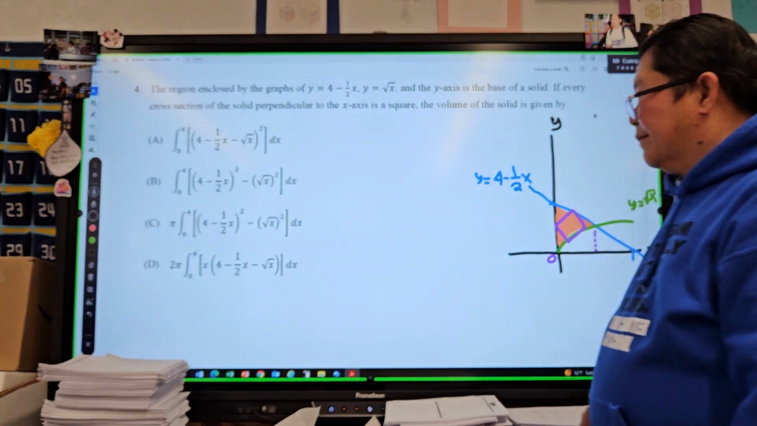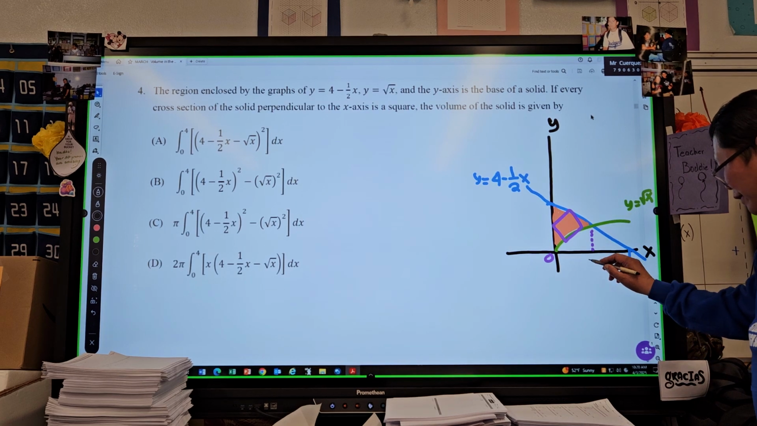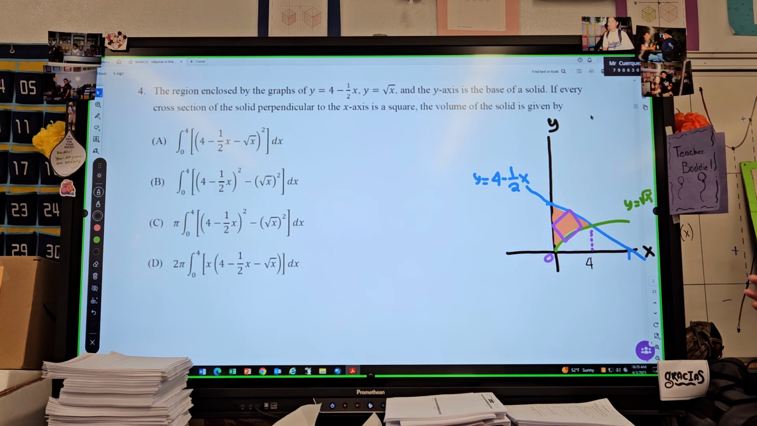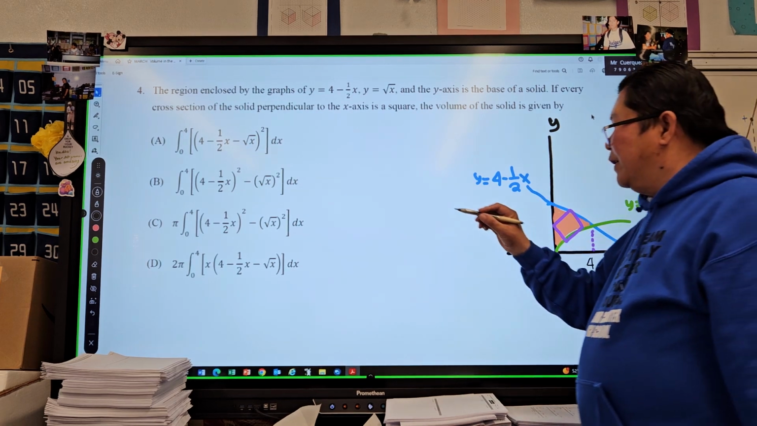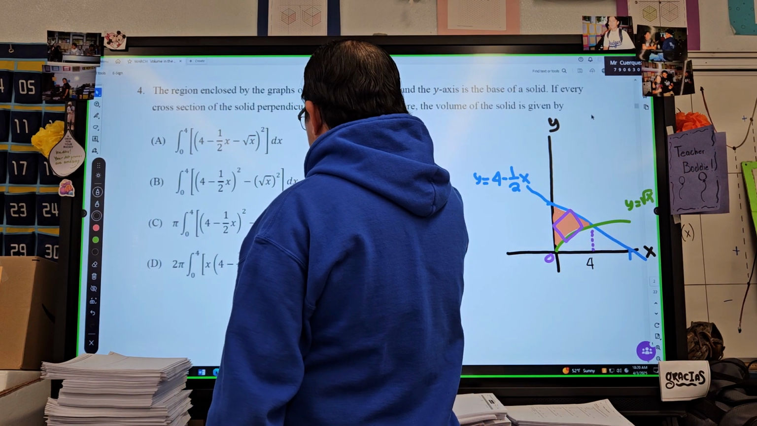Now, process of elimination. What are all the choices with regards to the limits? Are all choices the same, from 0 to 4? So it is understood that this is 4. Okay? So what's next? So process of elimination, volume. That means the integral from 0 to 4.